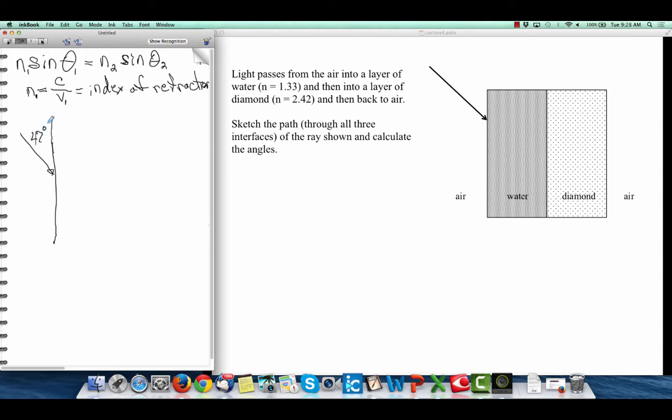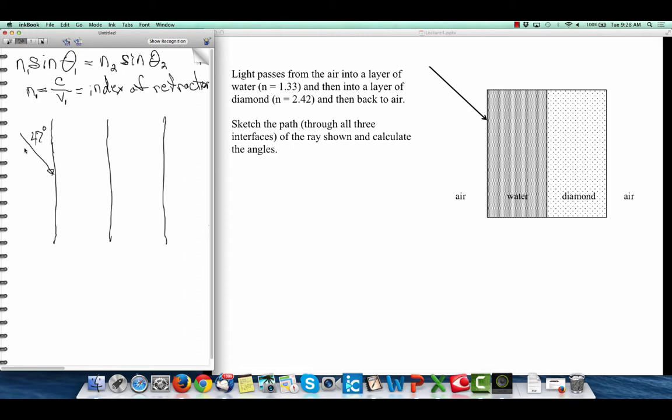Although I didn't write it, the problem certainly would tell you something about the incoming angle. Because it had to, and I forgot to put anything like that in, I'm just going to tell you that this particular angle of the ray is 47 degrees. I didn't draw that very well, but whatever. Water has a higher index of refraction than air, and diamond is higher than water.